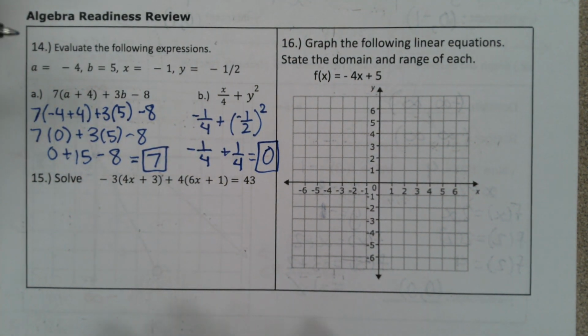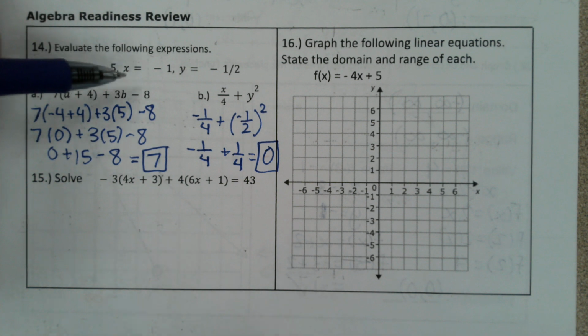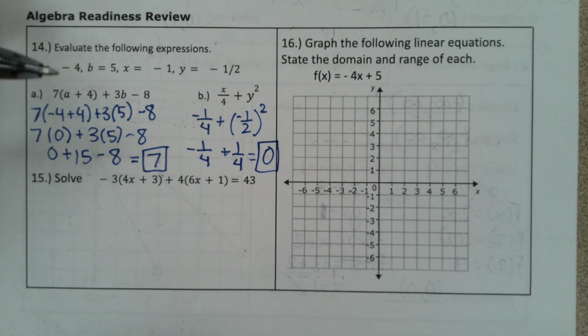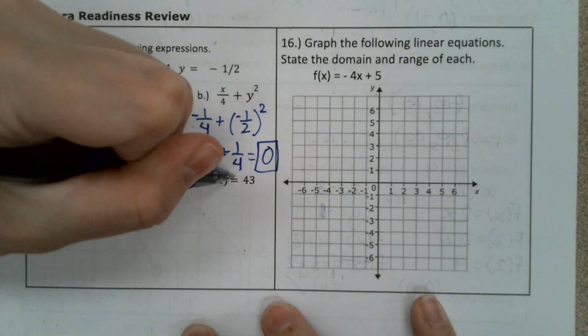Number 15, solve. And don't get confused, I genuinely made this mistake myself when I made the key. We're not plugging x and y, just x. We're not plugging x in here. They actually want us to solve for x, so those letters were just for A and B. So let's solve.